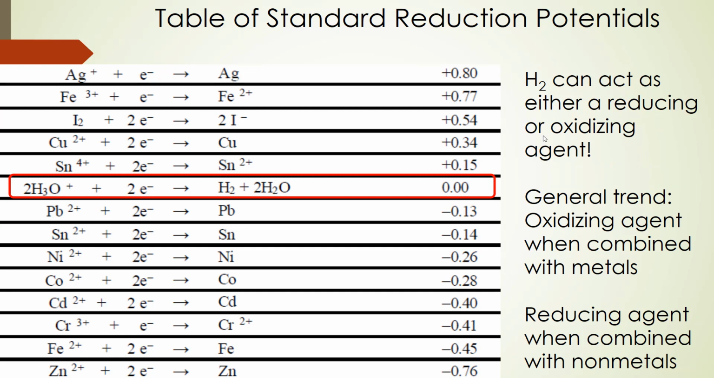Hydrogen gas can act as either a reducing or oxidizing agent. Looking at it right here, right smack in the middle, we have 2 hydronium and 2 electrons, and we're going to get hydrogen gas and 2 waters out of that. Under standard conditions, that standard reduction potential is set to 0. I'll talk a little bit more about that in a few minutes. But that's basically the middle point. Every other standard reduction potential is measured relative to this reaction. Generally, hydrogen gas is an oxidizing agent when combined with metals, or a reducing agent when combined with nonmetals.